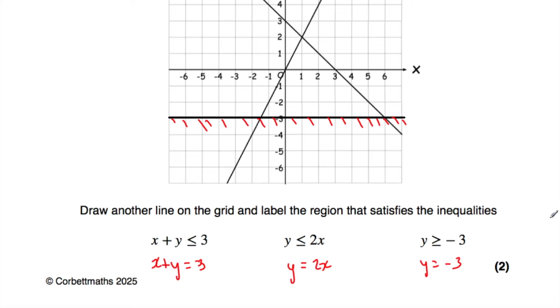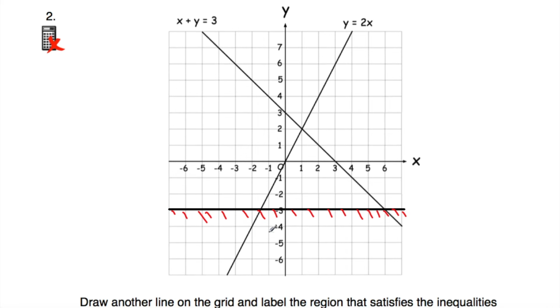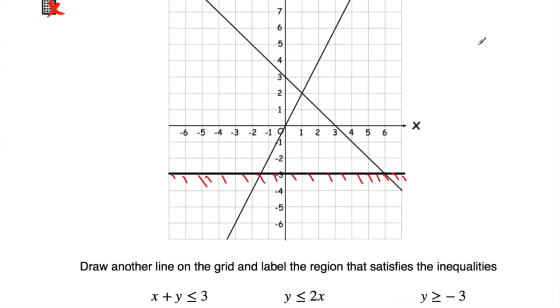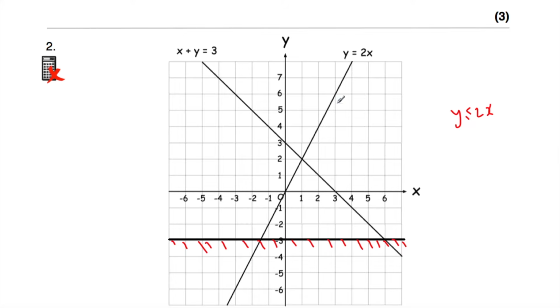So we've drawn the line y equals 2x, or it's drawn for us. It's that diagonal line there. And we want to find out which region on the grid is going to satisfy the inequality of y is less than or equal to 2x. So which region of that graph, the bit up here or the bit down here, will satisfy y is less than or equal to 2x.